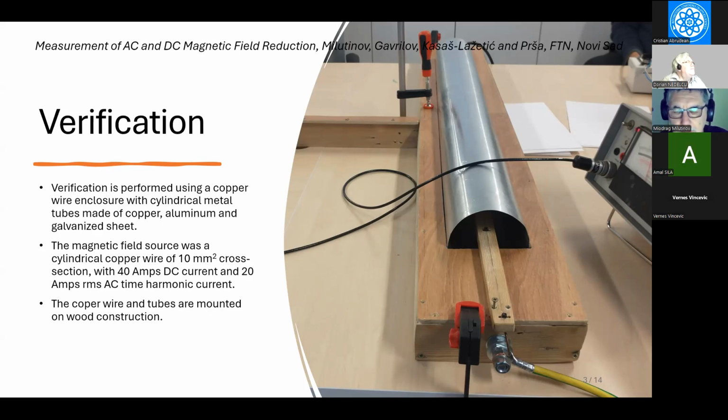You can see in the middle of that tube one wooden support for one thin copper wire. That wire can handle 40 amps of DC, so it's thin enough. We use 40 amps for DC current and 20 amps for AC current at a frequency of 50 hertz. And of course, you can see the metallic tubes that we used for the shielding.